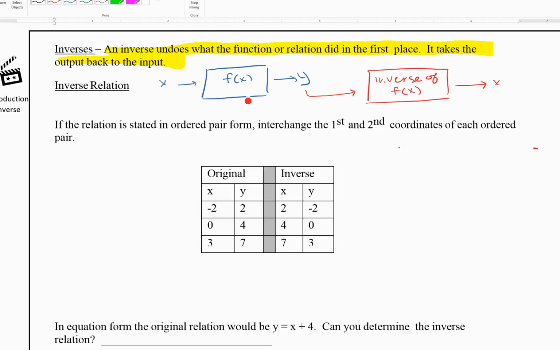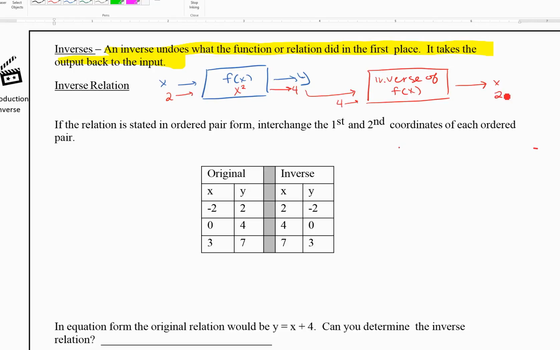So for example, let's say that our function was just x squared. Okay, so you put in 2 and you get out 4. Well, our inverse function is a function where you put in 4 and you get out 2.